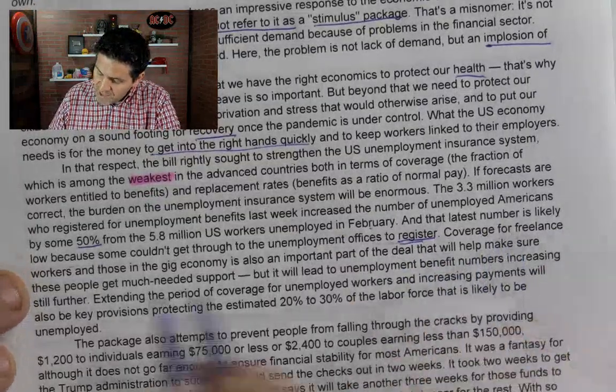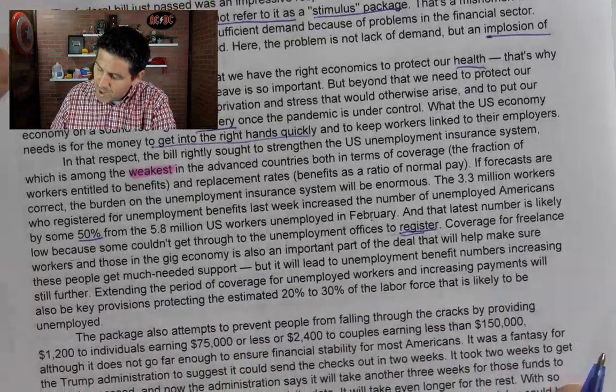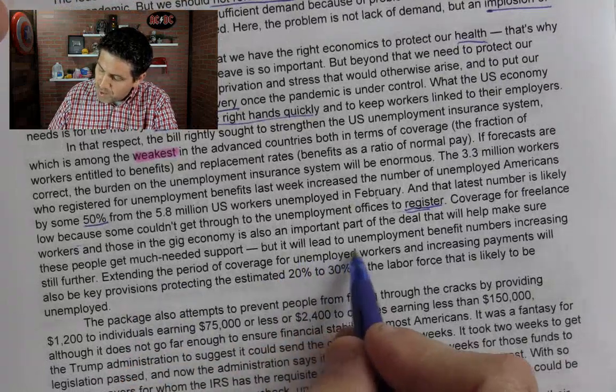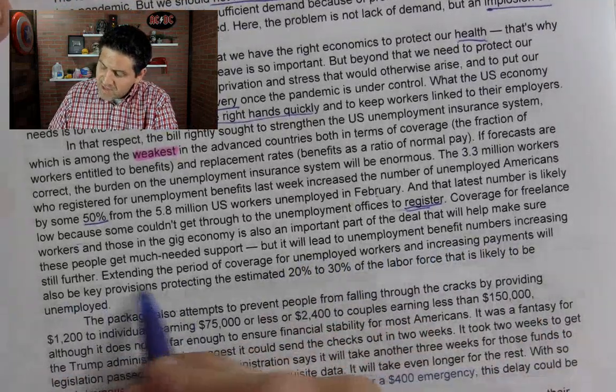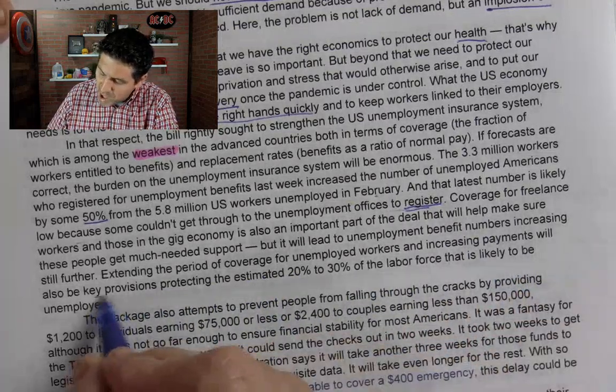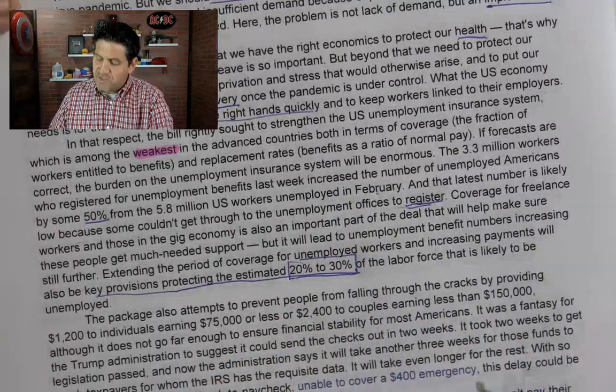Coverage for freelance workers and those in the gig economy are also an important part of the deal and will help make sure these people get much needed support. But it will lead to unemployment benefit numbers increasing still further. An extended period of coverage for unemployed workers and increasing payments will also be a key provision, protecting estimates of between 20 and 30% of the labor force that is going to be unemployed.